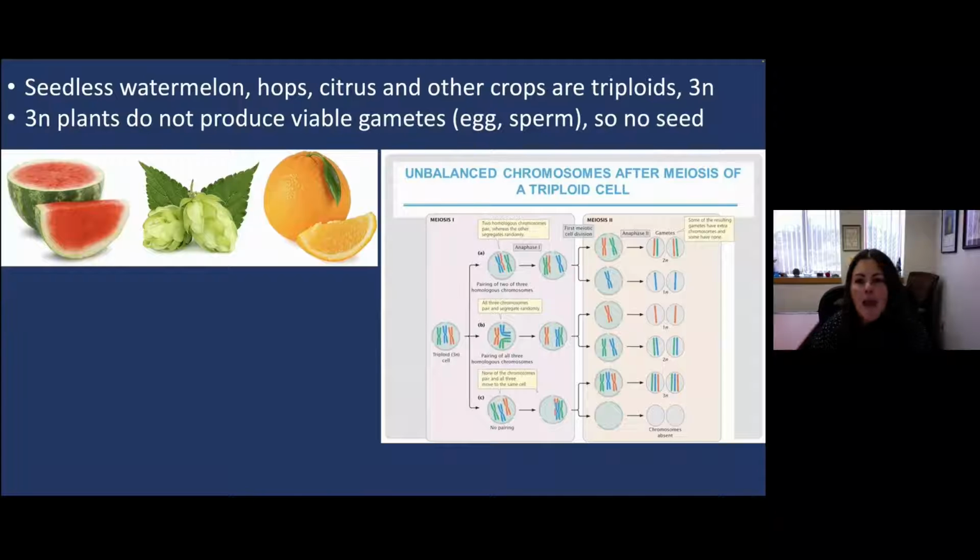Triploids frequently do not produce viable gametes. They don't produce viable egg and sperm, so they don't set seed, certainly to the degree that a diploid or a tetraploid counterpart may. So the process of meiosis, which produces the sex cells or the gametes, another term, gametes or egg and sperm, is disrupted when you have an uneven number of chromosomes in a parent.